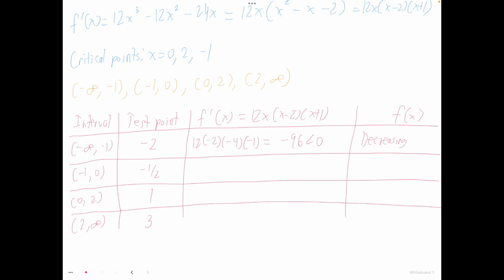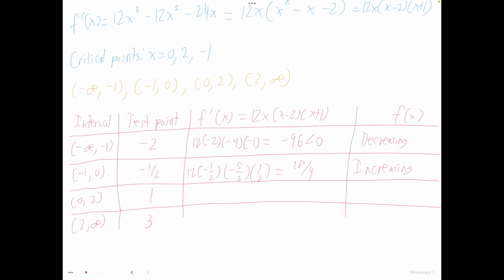Now negative 1 to 0, we have 12 times negative 1/2 times negative 1/2 minus 2, which is negative 5/2. And then negative 1/2 plus 1 is positive 1/2. This product then is 18 over 4. 18 over 4 is positive, so we are increasing on the interval negative 1 to 0.